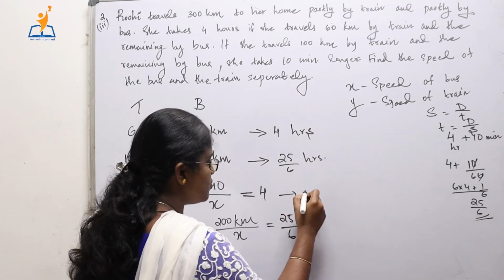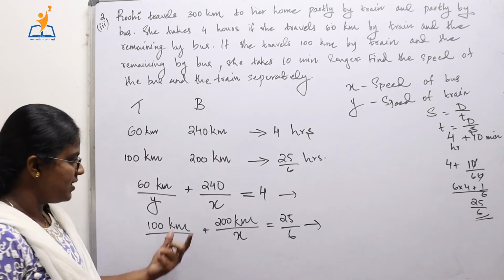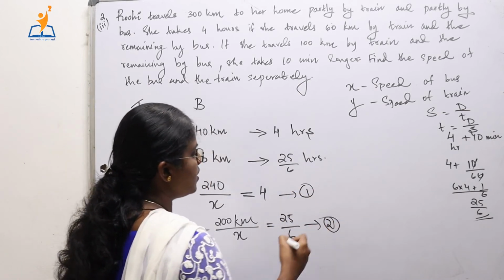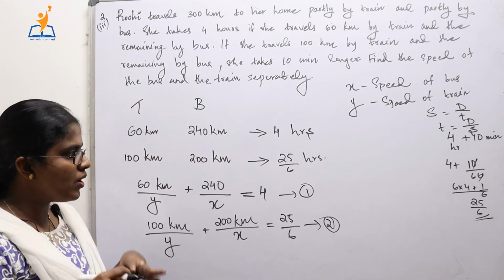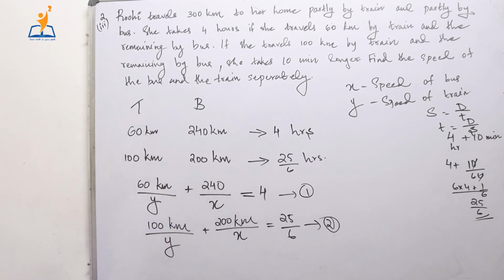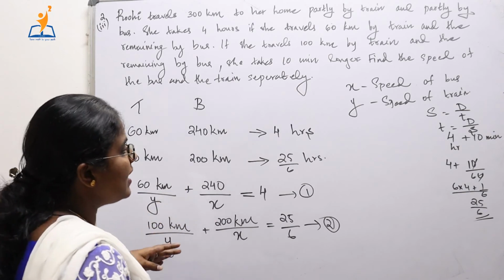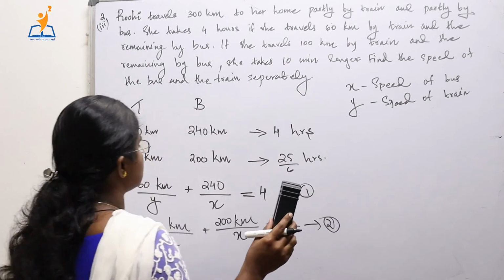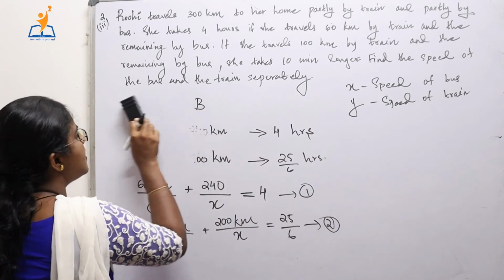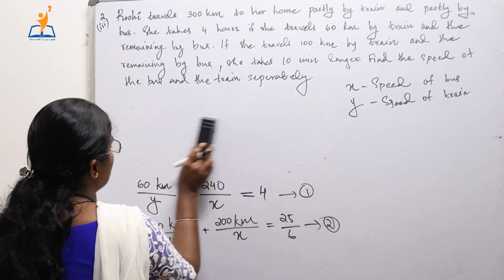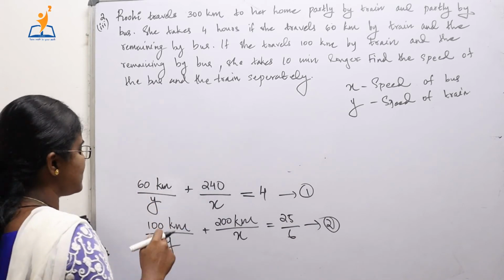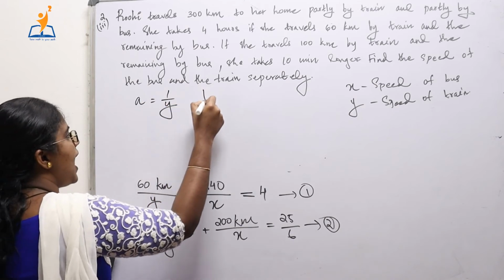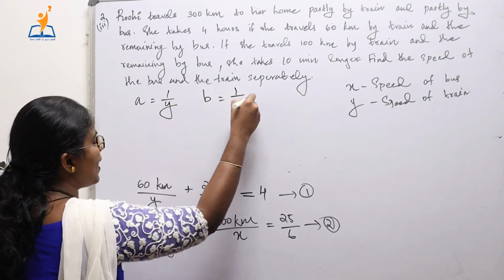So we got two equations here. This is the first equation and this is the second equation, and both are non-linear equations. In order to solve these equations, we want to reduce them to linear equations in two variables. How will we reduce this into linear equations in two variables? It is simple. We have solved so many questions like this in the previous class. So let us take a is equal to 1 by y and b is equal to 1 by x.